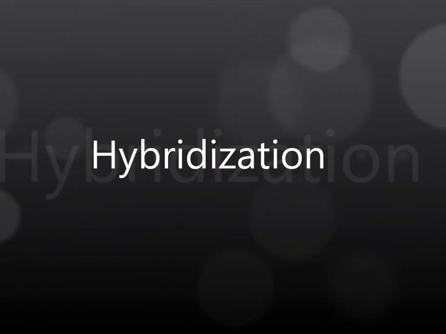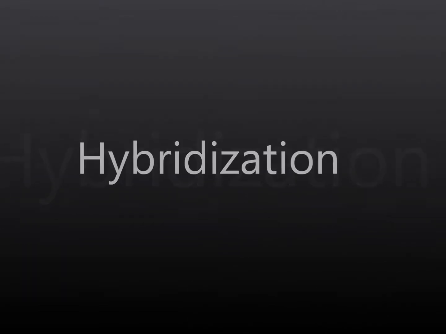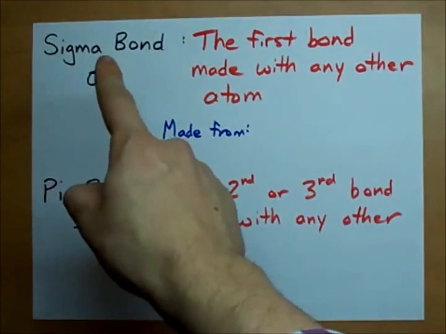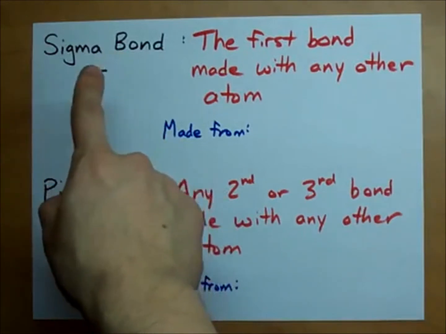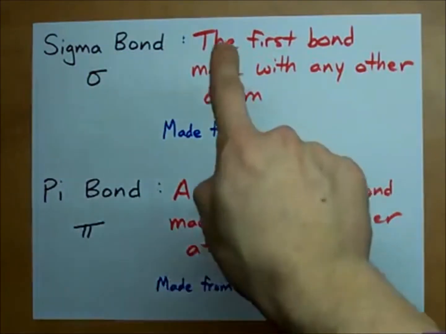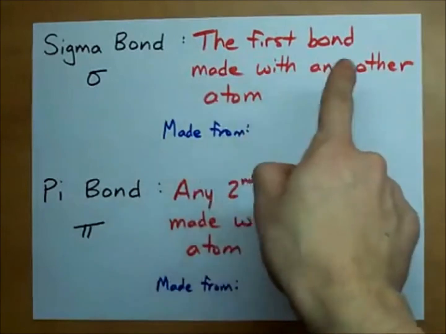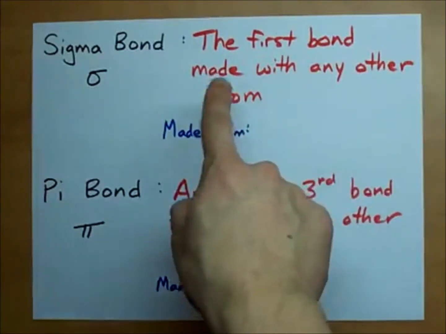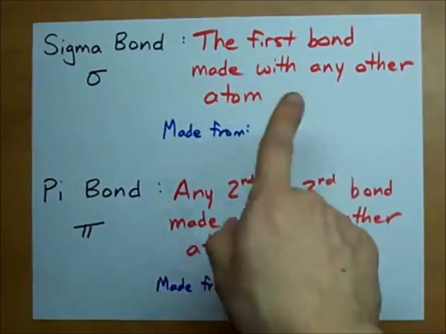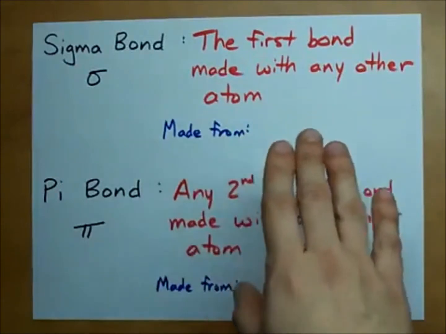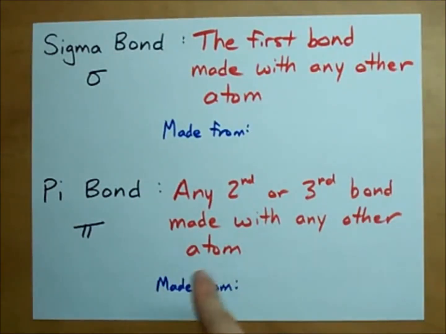Okay, now let's talk about the hybridization. To get into the hybridization, I want you to take a look at two types of bonds. First, sigma bond, and the second, the pi bond. What are sigma bonds? Sigma bonds are the first bond made with any other atom, whereas pi bond is any second or third bond made with any other atom.